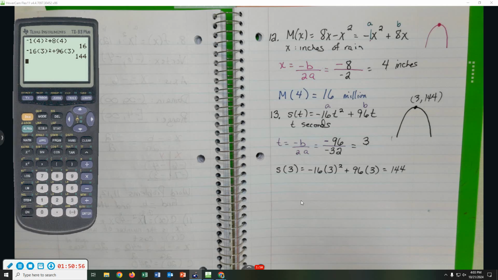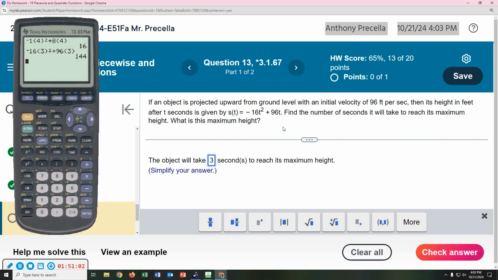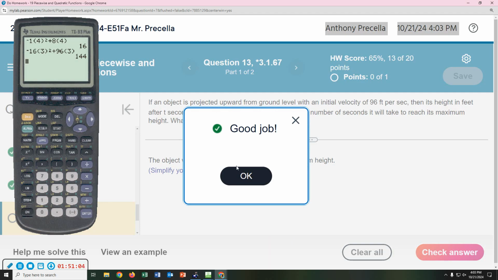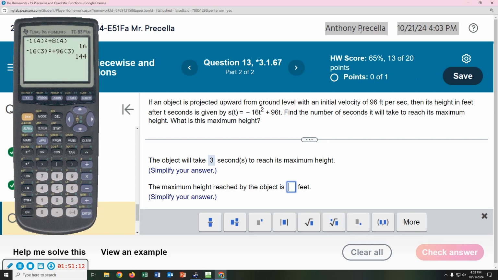And they just really want you to enter 3 and 144 to get it over with. I don't believe that. I want you to ramble on a little bit. So it took the object 3 seconds to reach its maximum height. And how high was it? 144 feet.